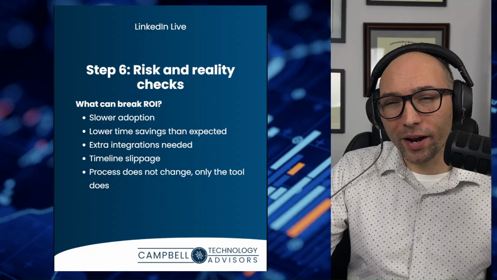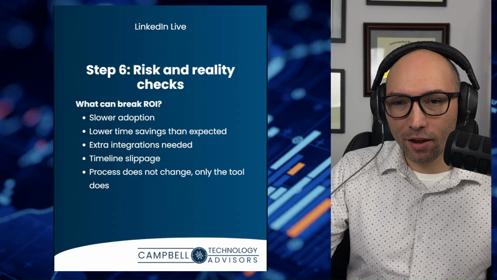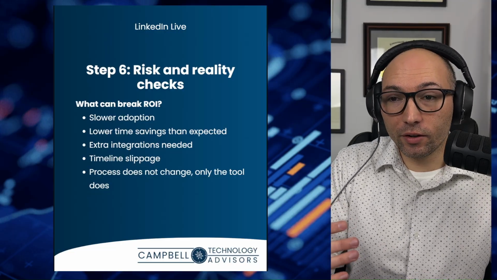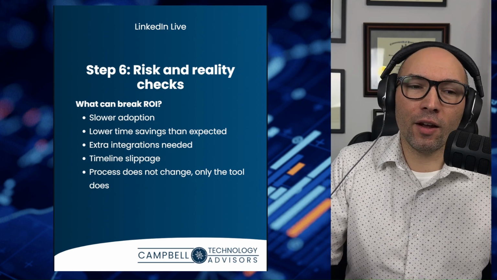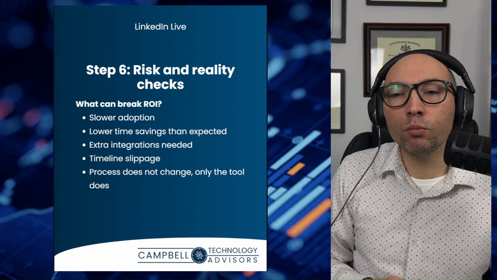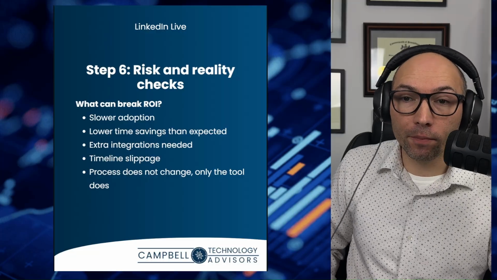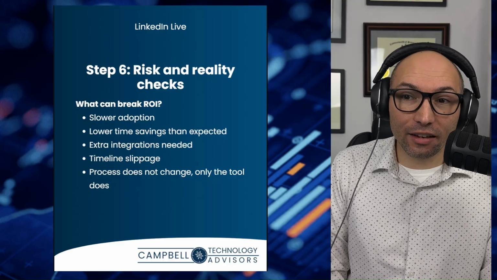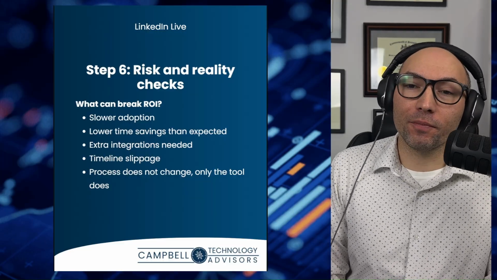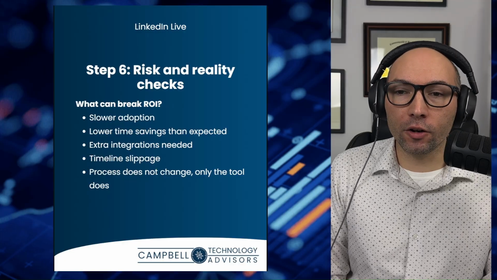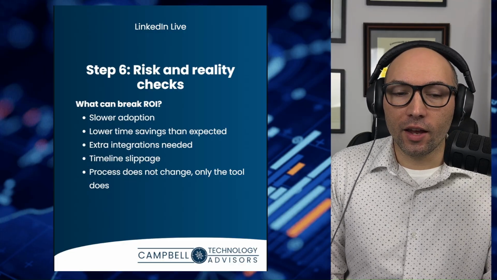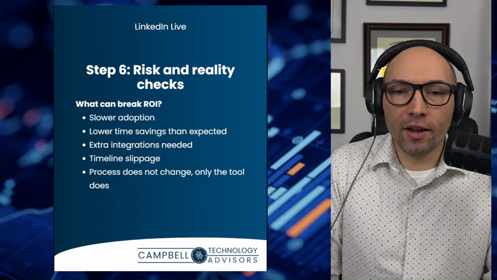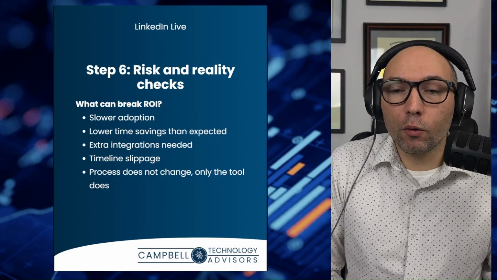Step 6, risk and reality checks. So this is where we're going to protect ourselves from us. We're going to really protect ourselves from questions like, what if the adoption is slower? And what if we only achieve half the time savings we thought we would? What if we add an extra integration? And what if the timeline slips 60 days? That would be unfortunate. If ROI falls apart under mild stress, it's not the ROI. I promise you, it's not an ROI. There is no ROI. It's wishful thinking.